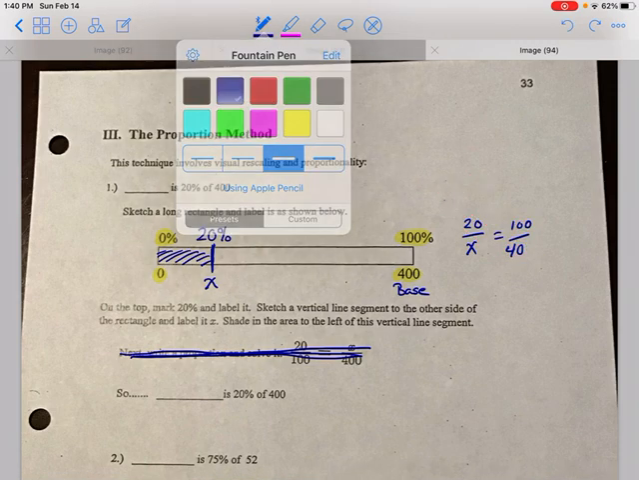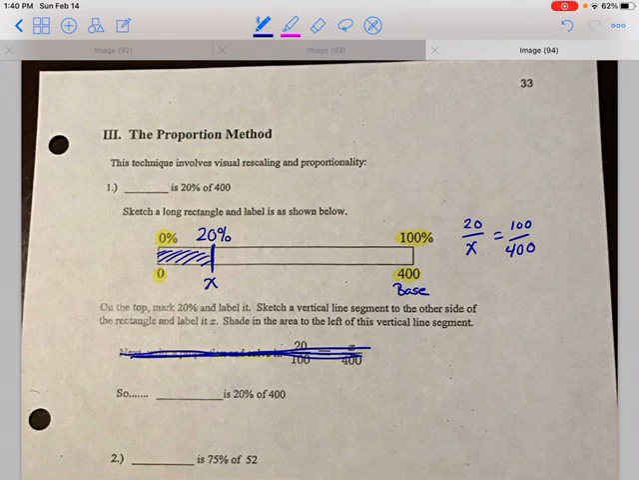All right, so let me clean up my mess here. I'm going to reduce 100 over 400 to 1 over 4. Then I'm going to cross multiply. And I get 1 times x equals 20 times 4. So I get x equals 80. All right, so that's one way to set up the proportion.